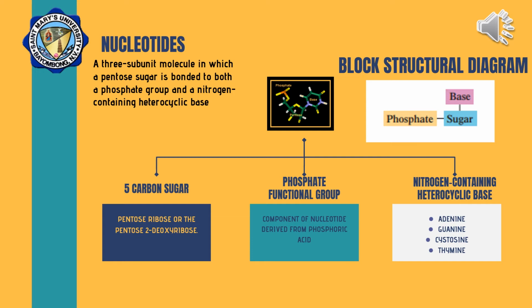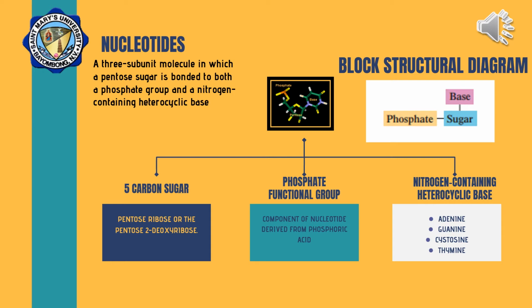A nucleotide is a 3-subunit molecule in which a pentose sugar is bonded to both a phosphate group and a nitrogen-containing heterocyclic base. With a 3-subunit structure, nucleotides are more complex monomers than the monosaccharides of polysaccharides and the amino acids of proteins. The picture presented represents the block structural diagram of a nucleotide.